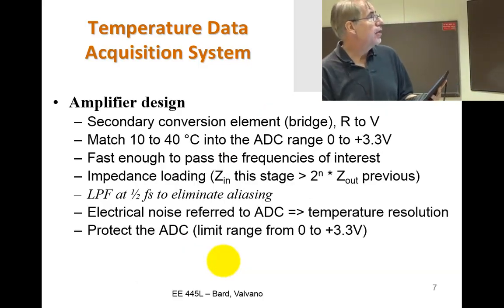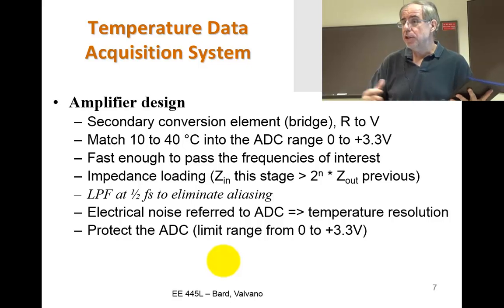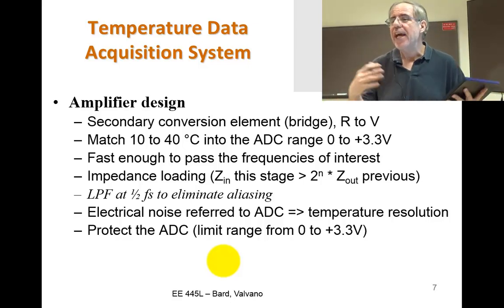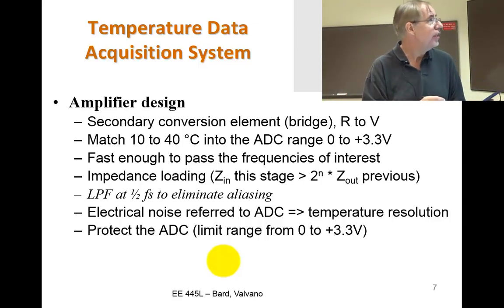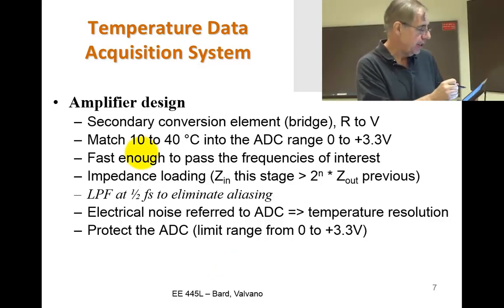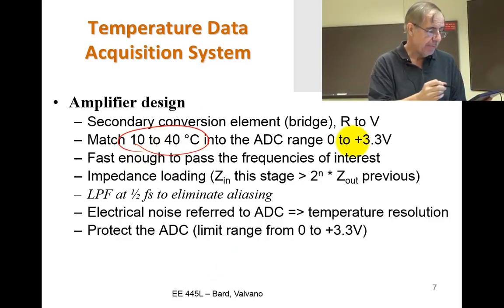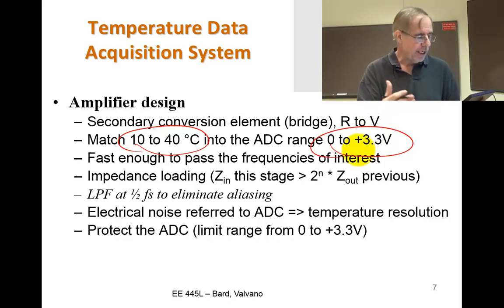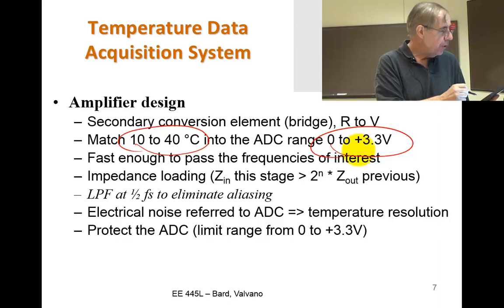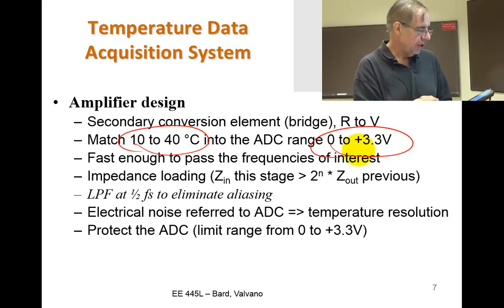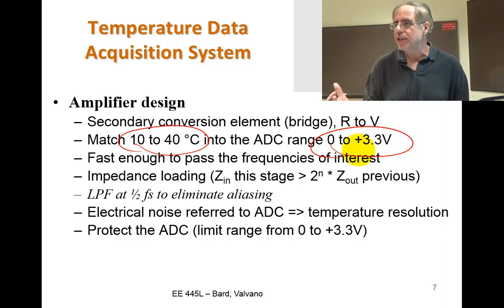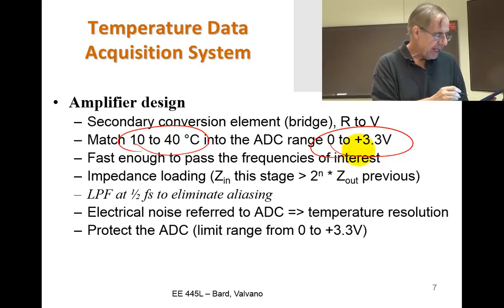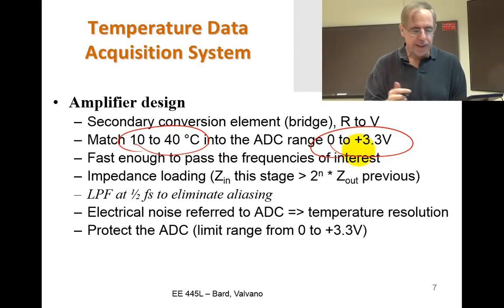The amplifier was to do range matching. That was the essence of the Excel sheet, was to range match the temperature into the resistance, into the A to D converter range. We want it to be fast enough, so we need the amplifier to pass the signals of interest. And then we talked about this loading business.